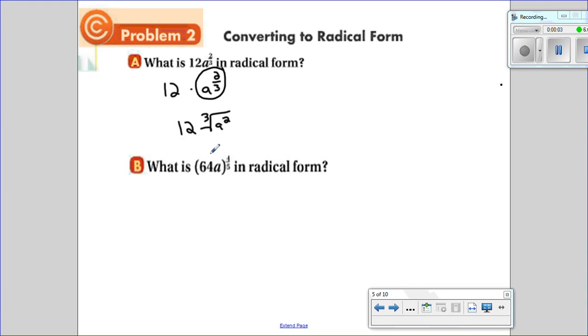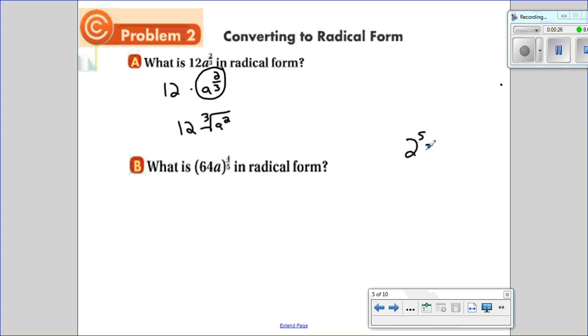Okay, so now what is 64 times a to the 4/5 power? What we're looking for is we want to get 64 in terms of something to the 5th power, or we're looking for fifth. What to the 5th power could equal 64? And the answer is there's nothing, not anyway a whole number.